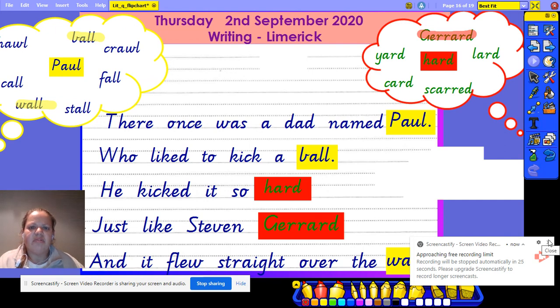There is an example of how to write a limerick for your special person for Father's Day. I hope you have fun with that. And remember, you can also put this limerick in your Father's Day card.